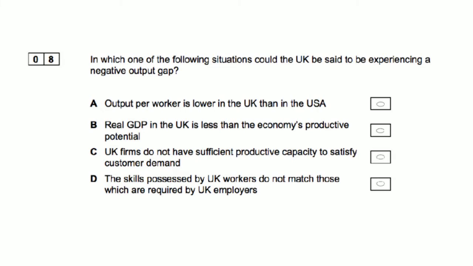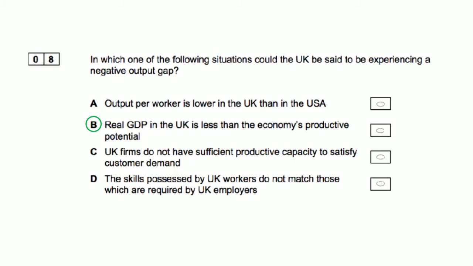Question 8 asks, in which one of the following situations could the UK be said to be experiencing a negative output gap? A negative output gap is where the economy is producing less goods and services than it could produce if it was using all of its factors of production. It is where the economy is at a point which is inside its PPF curve. And the only option that describes this is B. B says real GDP in the UK is less than the economy's productive potential. So the answer to this question is B.